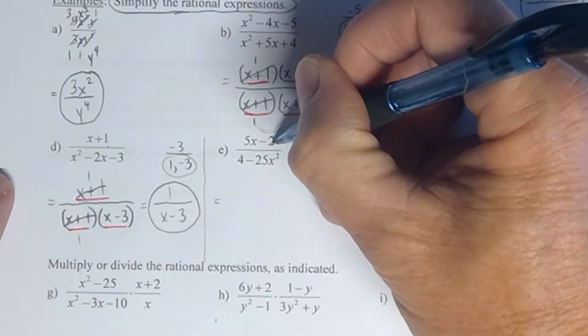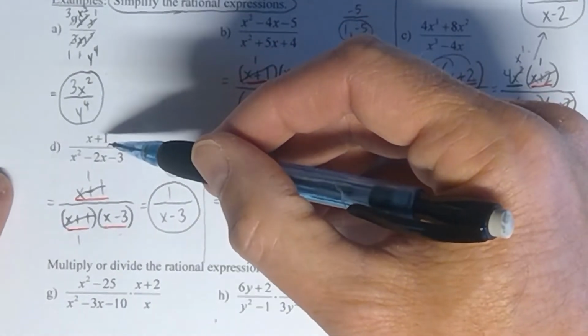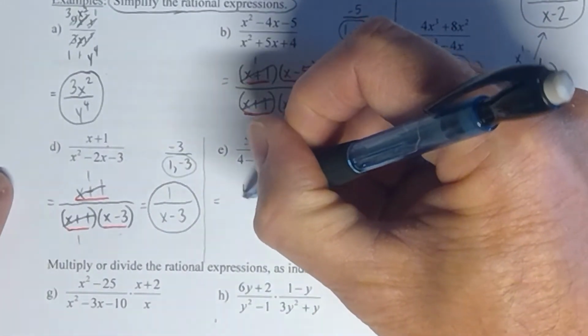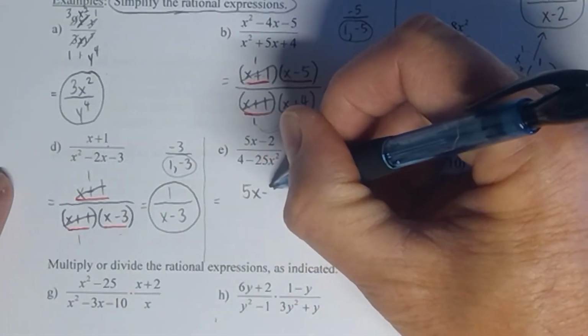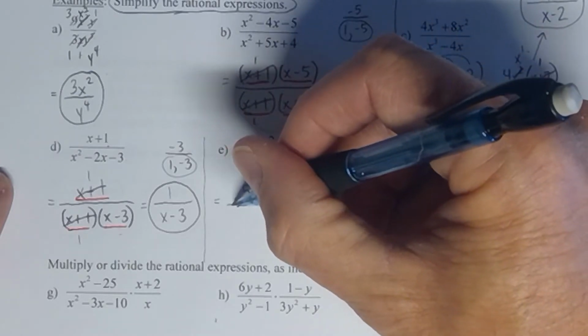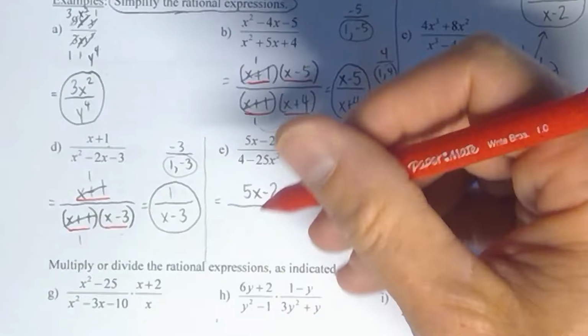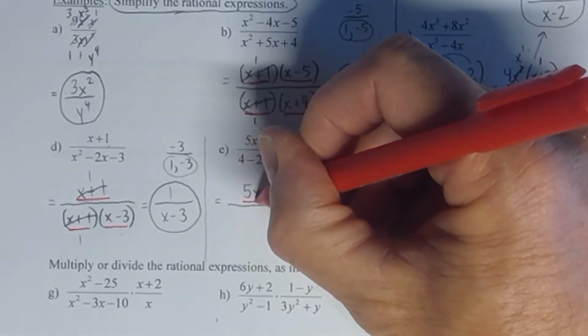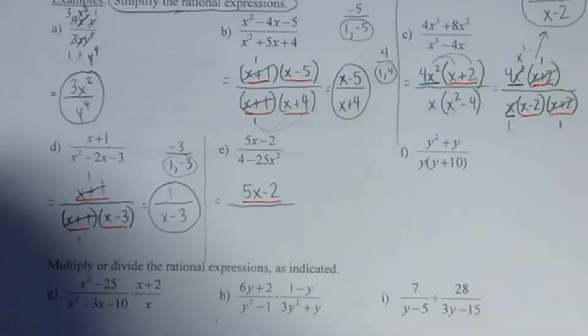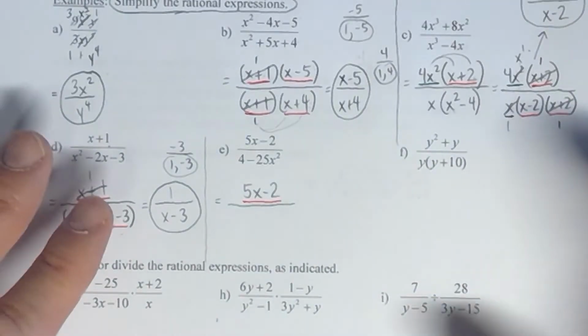5x minus 2 once again is going to be prime just like x plus 1 was, because its GCF is equal to 1 and it has x to the first power, so it's not going to work for the a squared minus b squared formula. And so once again, when you have a prime polynomial, that's going to be a single red one since it's got more than one term in it.